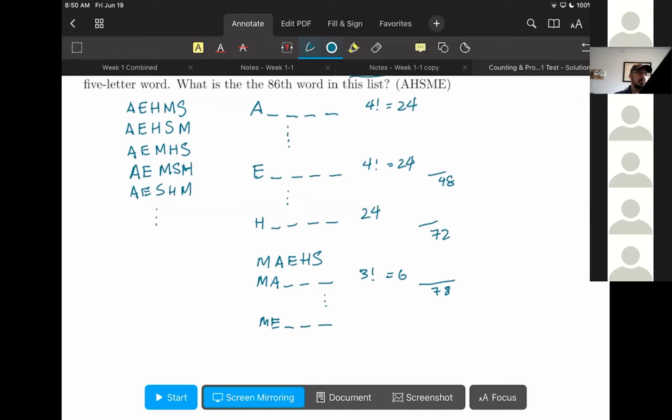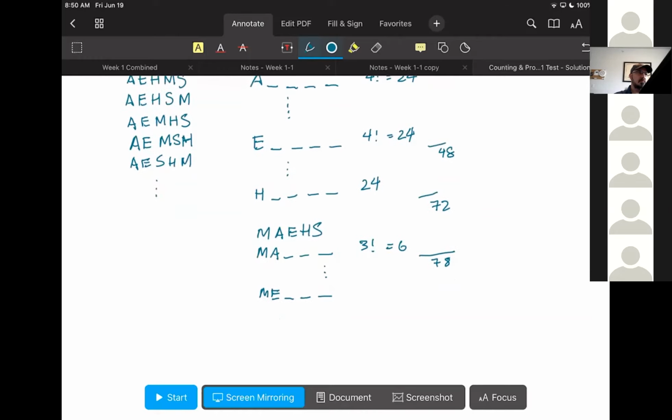How many start with M and E? Also 6. 3 factorial. Yeah, also 6. So I'm just adding here. So if I write down all the permutations of MA and then ME, then I've written down a total of 84. And so what's the next one after that? The 85th one.